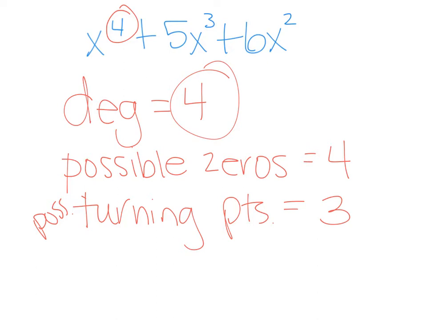It could be less than that. It could be less than 4 zeros. In this case, the last example had only 3 zeros, and it's because one of them was repeated twice. So it had 4 zeros per se, but there were only 3 unique zeros.